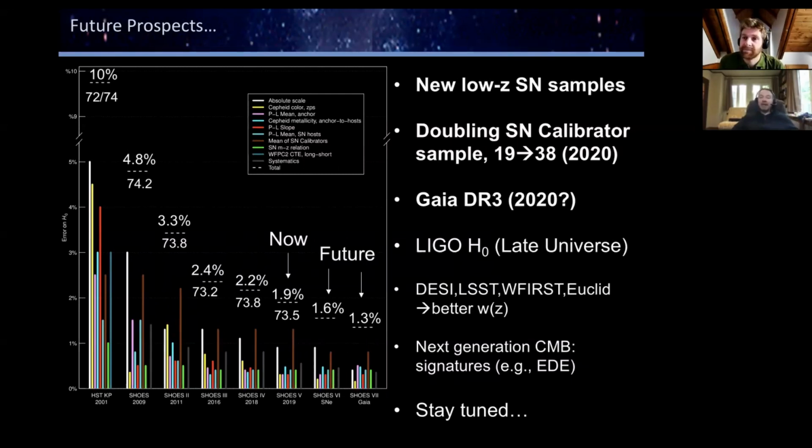Gaia will have its data release 3 that should continue to improve the precision of the sort of geometric calibration of distance ladders.